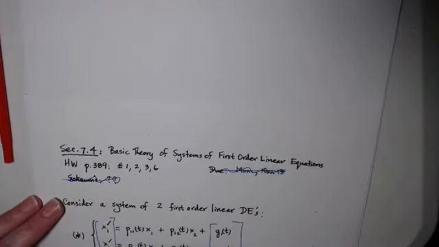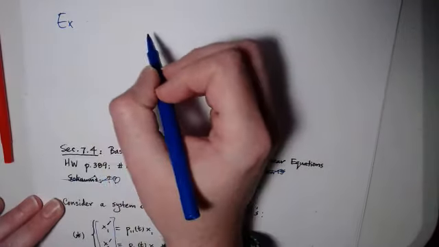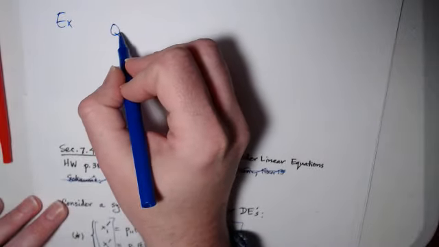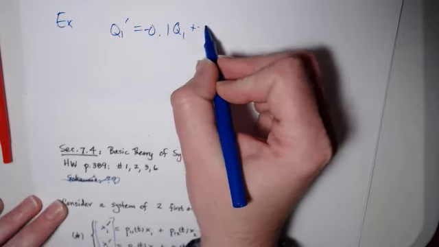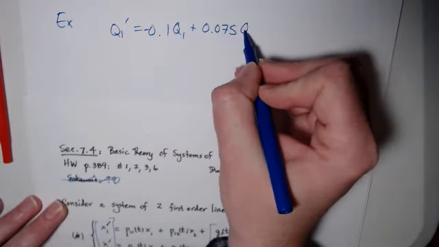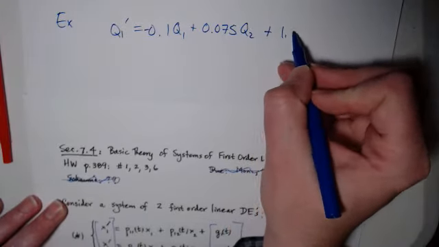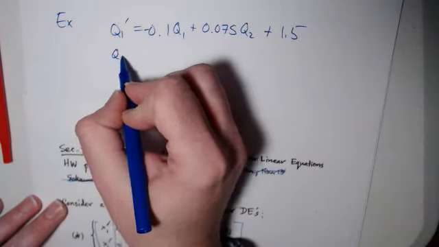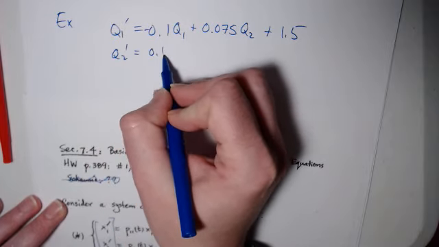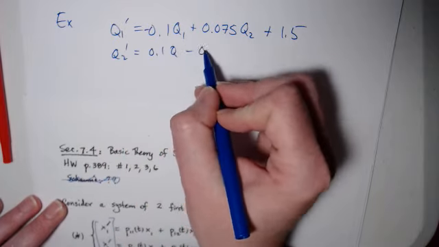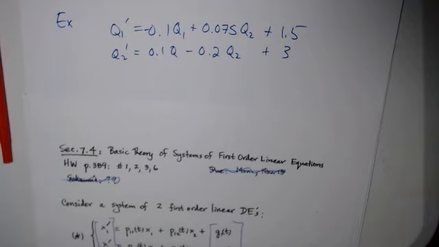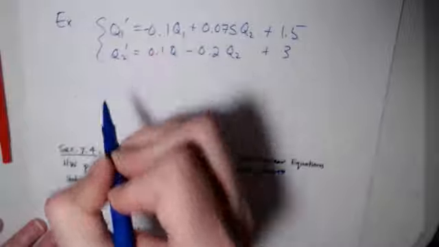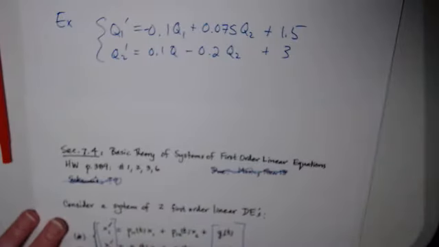To kind of review how we would do that, let's take the equation. We had the system q1 prime equals negative 0.1 q1 plus 0.075 q2 plus 1.5, and q2 prime is equal to 0.1 q1 minus 0.2 q2 plus 3. I think this was a problem that we did in a previous section, or at least set up this way. So this is a system of first order differential equations.